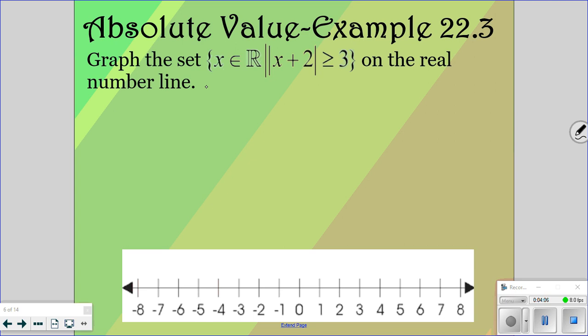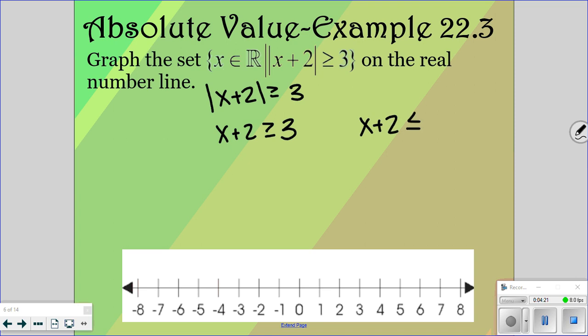So first thing you want to do is isolate your absolute value, which is already isolated. Then you're going to make it x plus 2 is greater than or equal to 3. The other inequality would be x plus 2 is less than or equal to negative 3. And now we have to simplify them. So x is greater than or equal to 1, and x is less than or equal to negative 5.